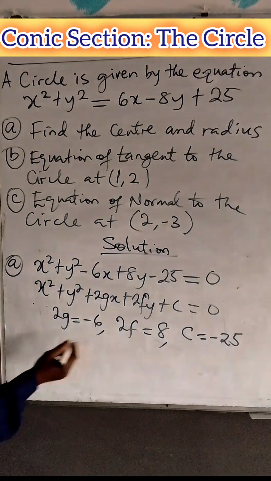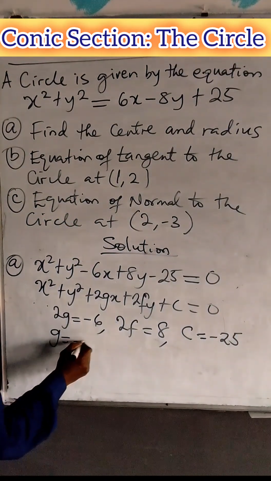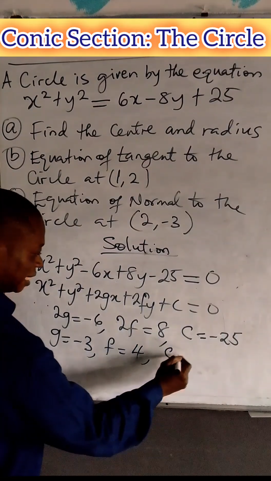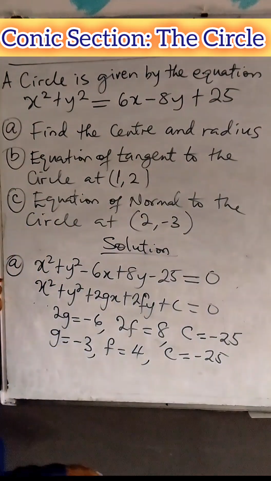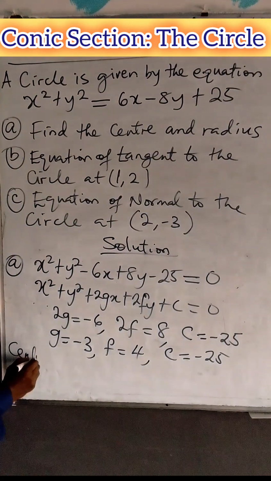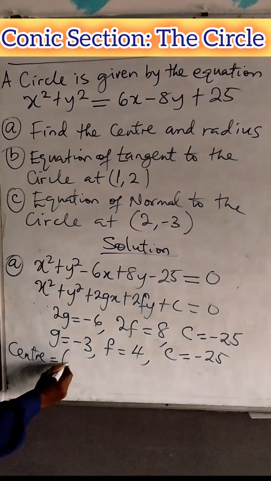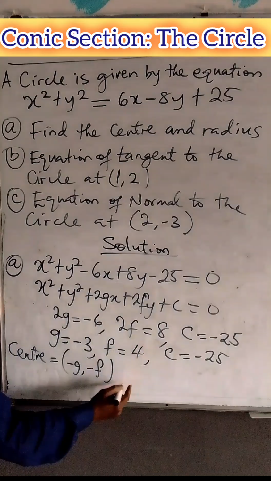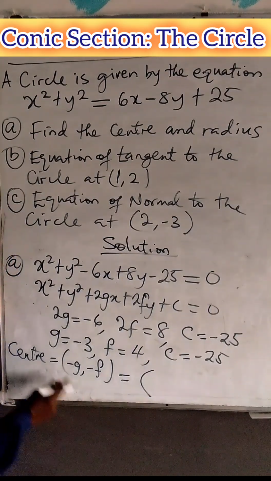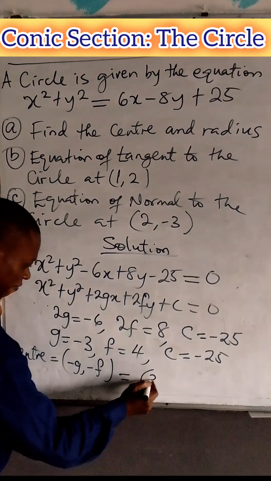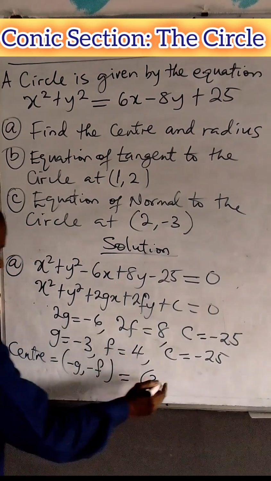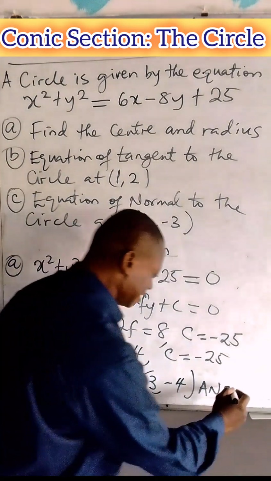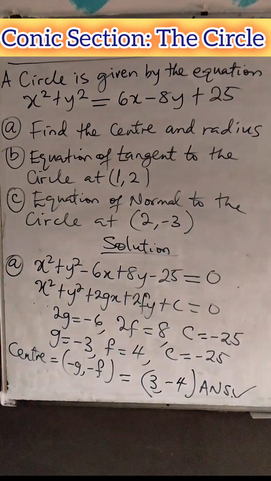Alright, so determining the values, our g will give us minus 3, our f will give us 4, and our c is still minus 25. So the coordinate of the center is given as (minus g, minus f). Substituting these variables, we will have our center as what? Put minus where you have minus 3, you have 3. Put minus where you have f, you have minus 4. So this is the answer for the coordinate of the center of the circle.